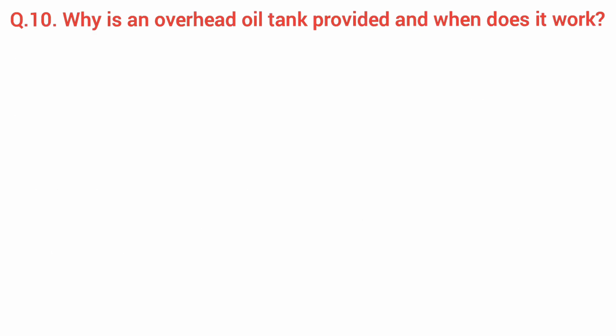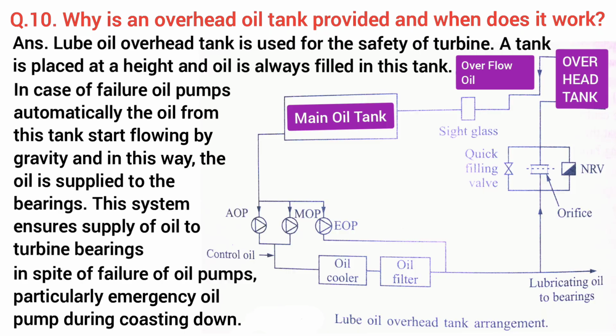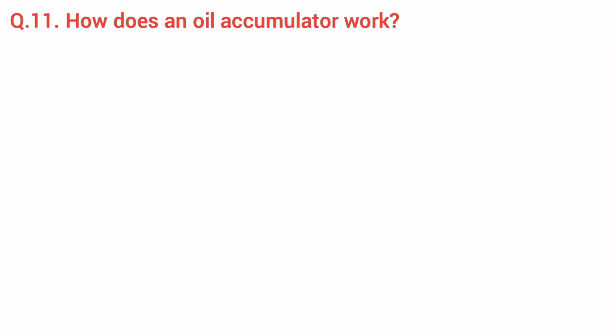Why is an overhead oil tank provided and when does it work? Lube oil overhead tank is used for the safety of turbine. A tank is placed at a height and oil is always filled in this tank. In case of failure of oil pumps, automatically the oil from this tank starts flowing by gravity and in this way the oil is supplied to the bearings. This system ensures supply of oil to turbine bearings in spite of failure of oil pumps, particularly emergency oil pump, during coasting down.